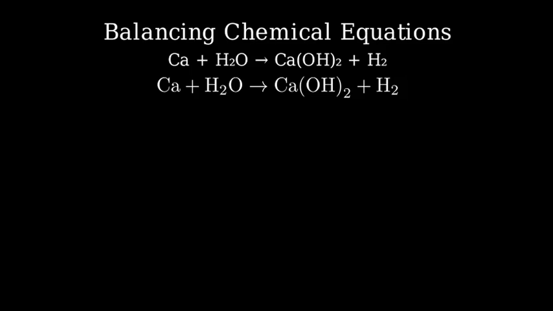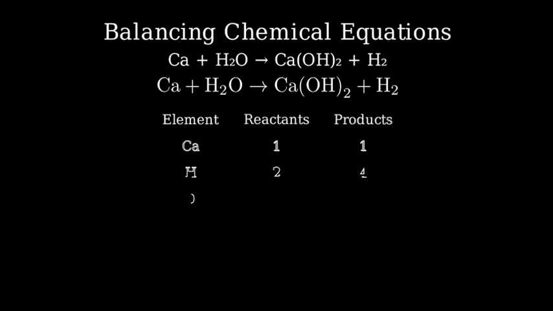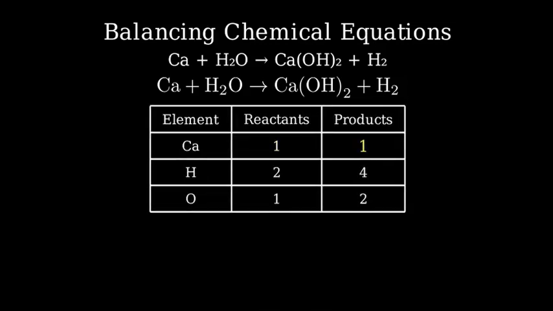Now, let's count the number of atoms for each element on both sides of the equation. We'll create a table to keep track. For calcium, we have 1 atom on each side. For hydrogen, we have 2 on the left and 4 on the right. For oxygen, we have 1 on the left and 2 on the right.